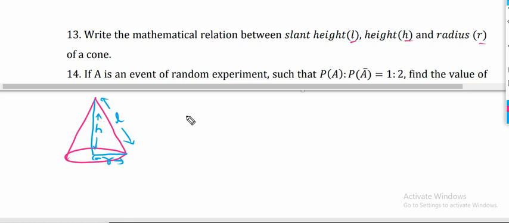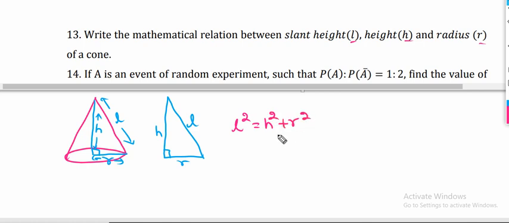So they ask for the relation between these. That means we have to take the right angle triangle here. Here the angle is 90 degrees, so this becomes a right angle triangle. This one is L, and this one is h, and this one is r. For this we have to apply the Pythagoras theorem. By applying the Pythagoras theorem, we write hypotenuse squared is equal to h square plus r square. So this is the relation between these three.